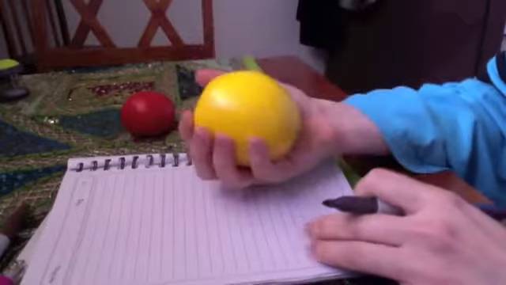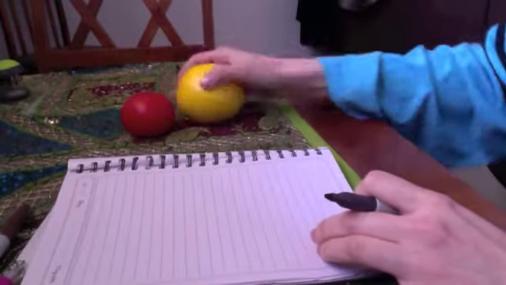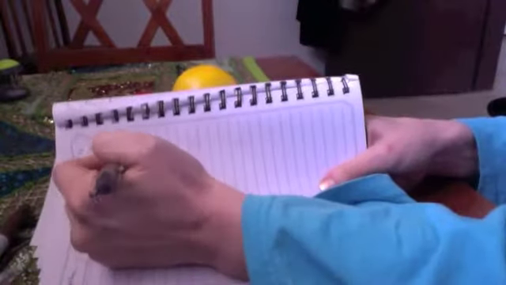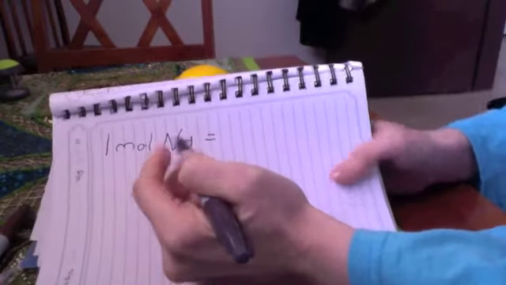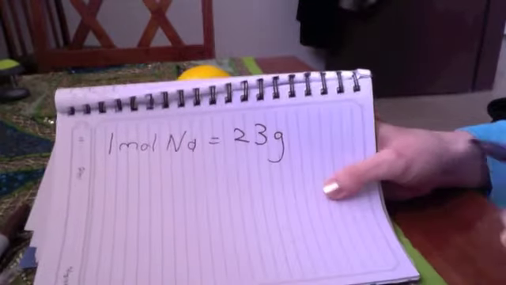Because that number, it's not if I put 1 orange on a scale, okay? That number is the mass inside 1 mole. So if I had 1 mole of sodium, again, not as an ion. Well, even as an ion, we'll still have the same mass. But if I have 1 mole of sodium, then that sodium will weigh approximately 23 grams.